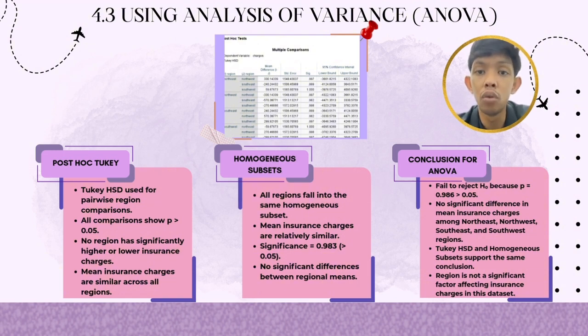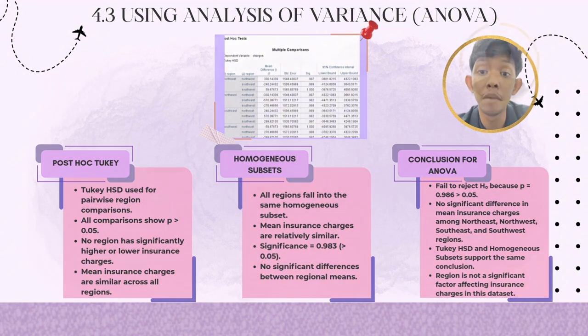In conclusion, the one-way ANOVA test produced a p-value of 0.986, which is higher than the significance level of 0.05. Therefore, we fail to reject the null hypothesis. This means that there is insufficient evidence to conclude that the insurance charge differs significantly among the 4 regions. The Tukey HSD and homogeneous subset analysis further support this finding by showing that all regions have similar averages.